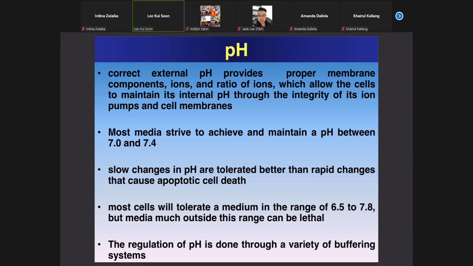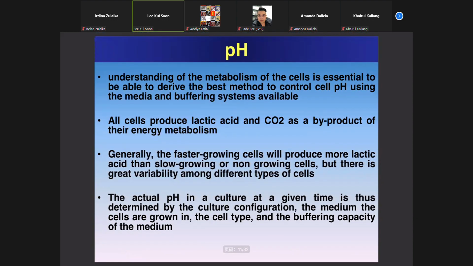But sometimes you don't have this fermenter, and that's why you need to check the pH from time to time to assure that the pH is within the range tolerated by the cell. Okay, so understanding the metabolism of the cell is essential to derive the best method to control the pH using the media and the buffering system available. Cells also produce lactic acid and carbon dioxide as a byproduct of energy metabolism. So generally, as we all know, if the cell is fast growing, then it will produce much more lactic acid and carbon dioxide compared to a slow growing or non-growing cell.